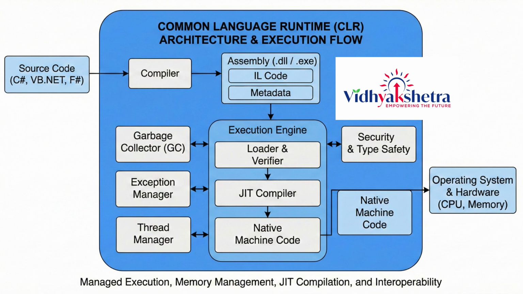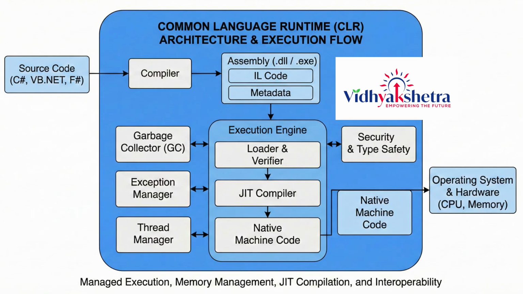One of the first tasks performed by the CLR is loading required assemblies. The assembly loader reads the manifest, resolves dependencies, and loads referenced assemblies into memory. This process ensures that the correct versions of libraries are used. The CLR's assembly loading mechanism plays a major role in eliminating DLL conflicts.